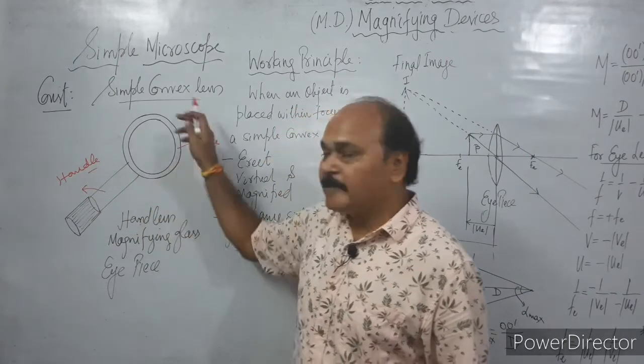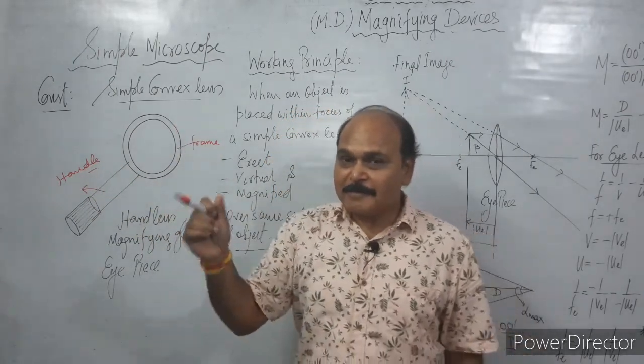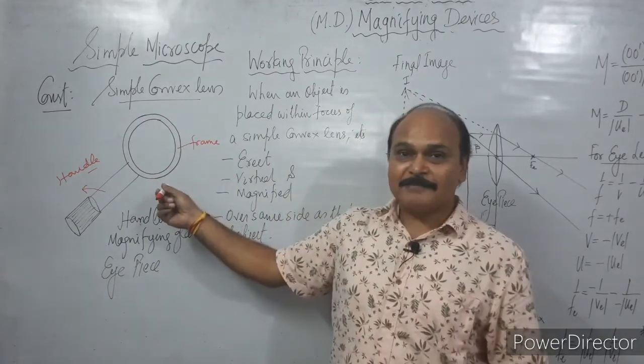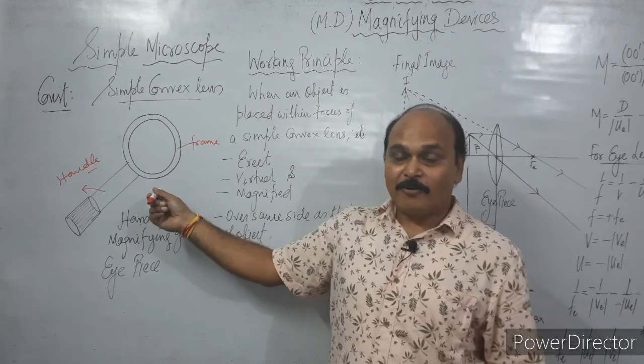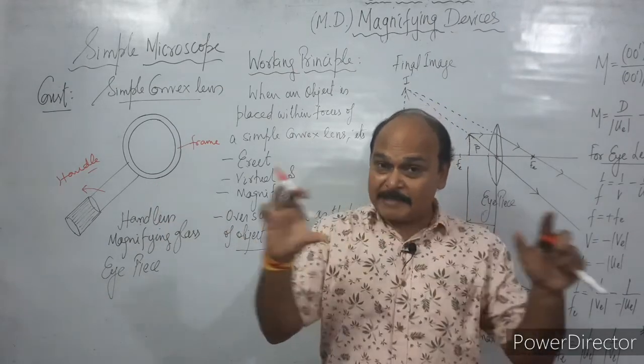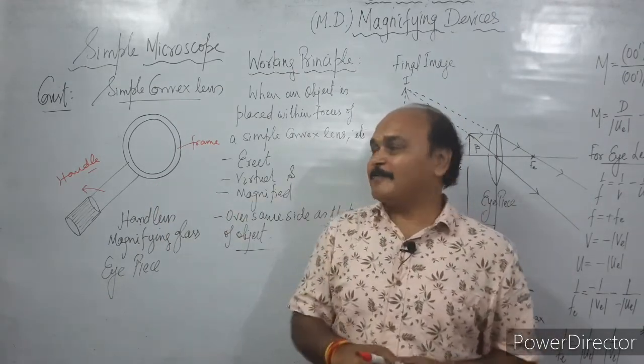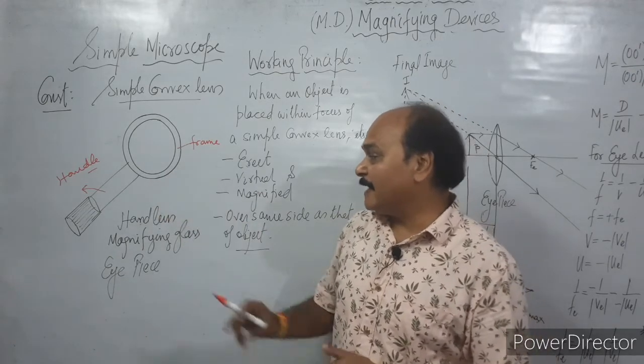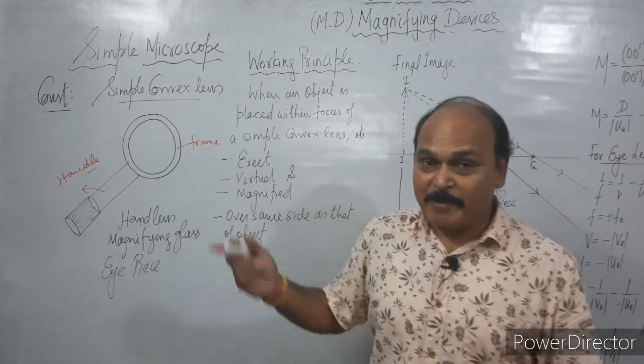So this arrangement is what is called a simple microscope, and all of you are familiar with this device. All biology children have a dissection box, and in the dissection box you all have this hand lens. This is also called a hand lens. This is also called a magnifying glass.